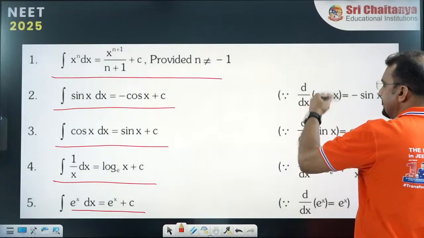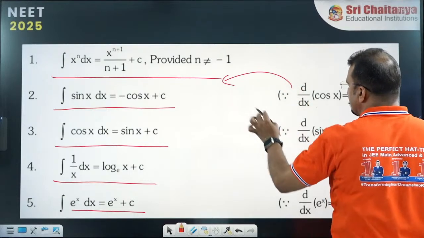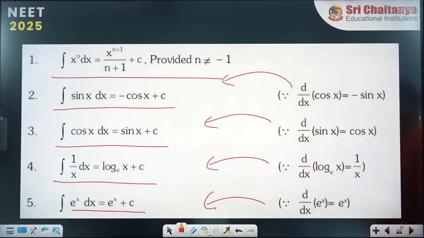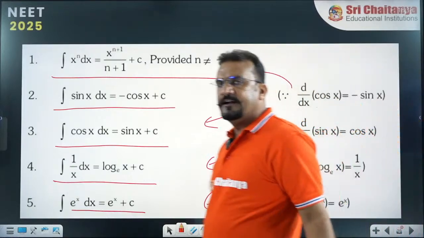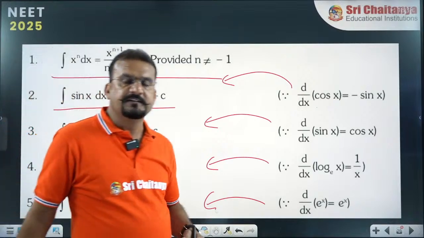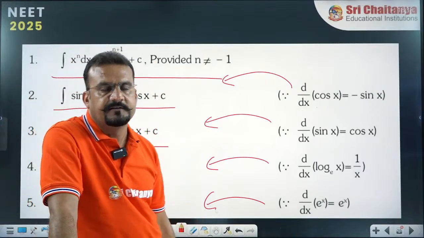And what is the concept behind that part? These are all the reverse process of differentiation. That's why differentiation is specially mentioned on this side, so that if you know the formula for differentiation, you no need to remember integration formulas separately. Just use the differentiation formula and use that.